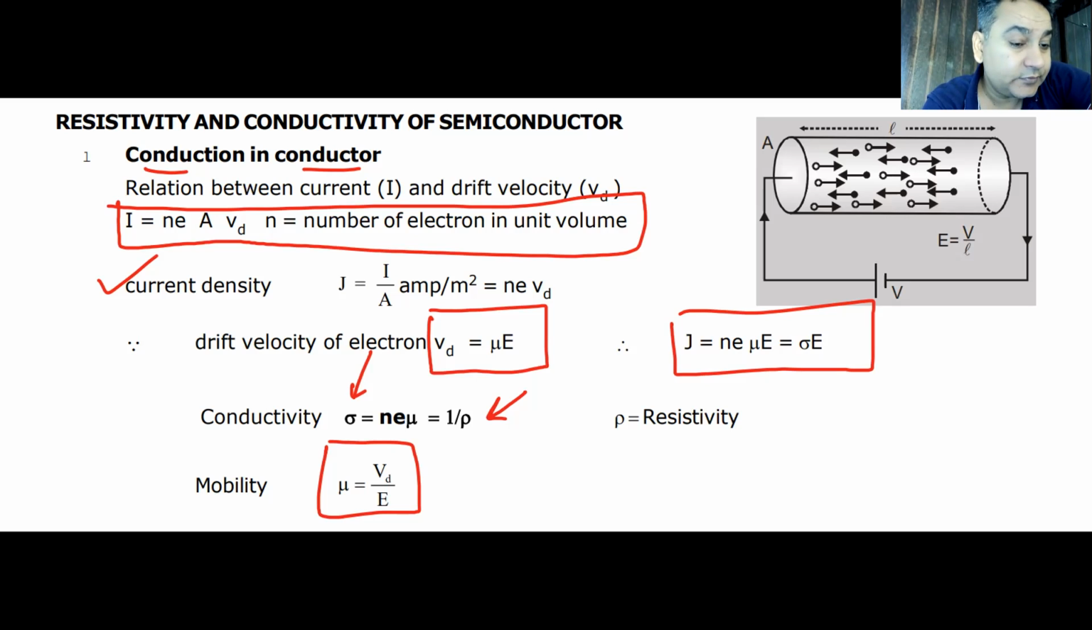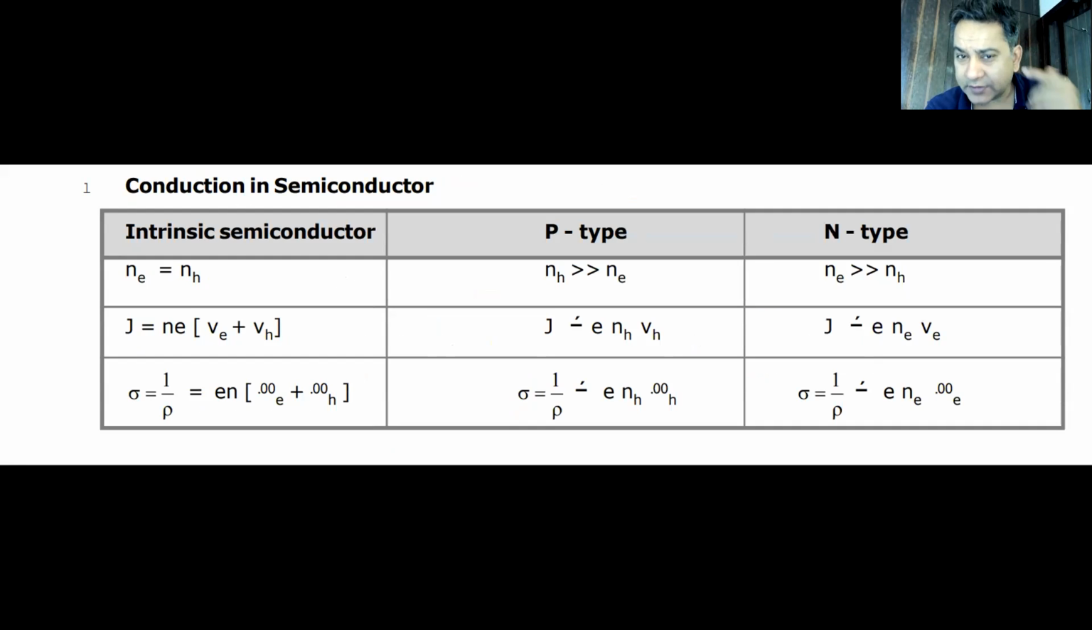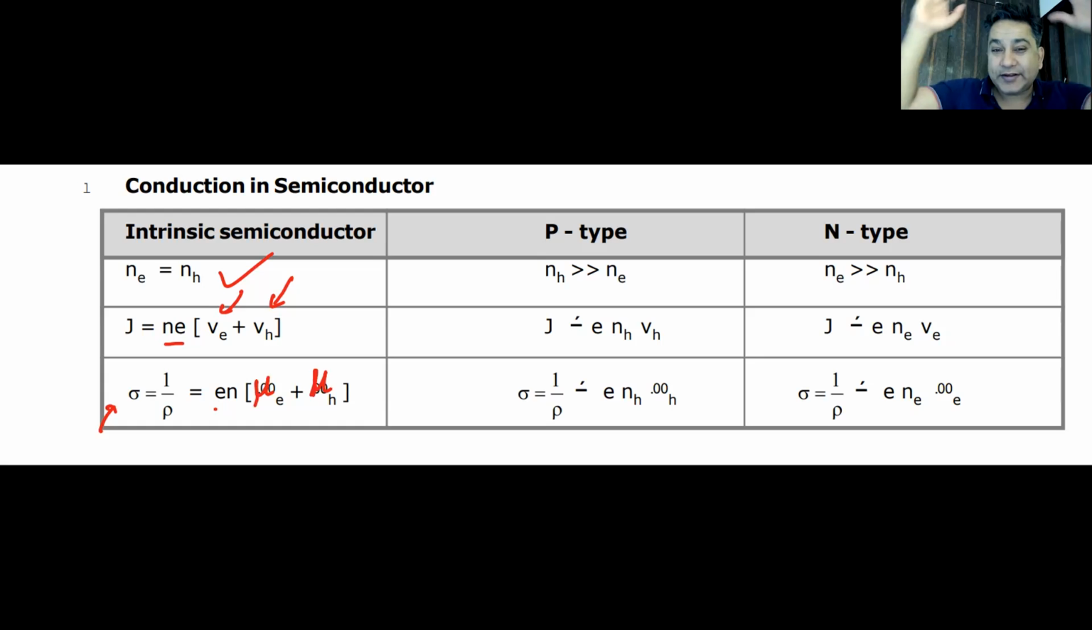Have you done this, bacha? Done, sir. Then we come to semiconductors, where the formulae are the same. In intrinsic semiconductor, the number of holes and electrons are the same. Yes or no? Yes, sir. Current density is Ne into Vd. Here we have two drift velocities, the drift velocity of electron and the drift velocity of hole. Do we understand this? Yes, sir. Conductivity is 1 by rho, so it is e into concentration into the mobility of electron plus the mobility of hole. Do we understand this?